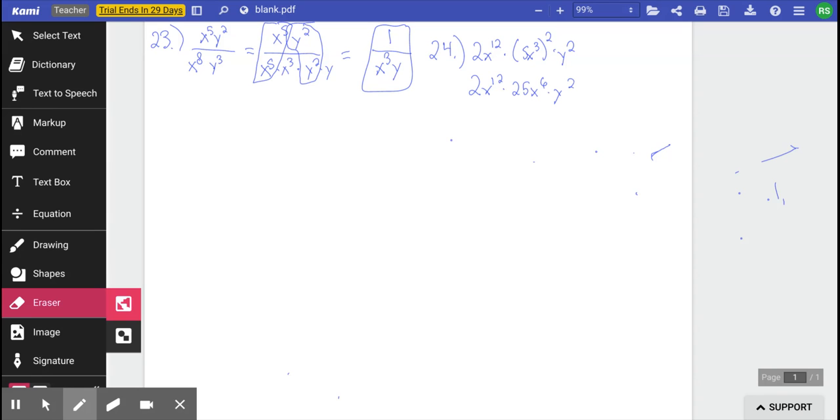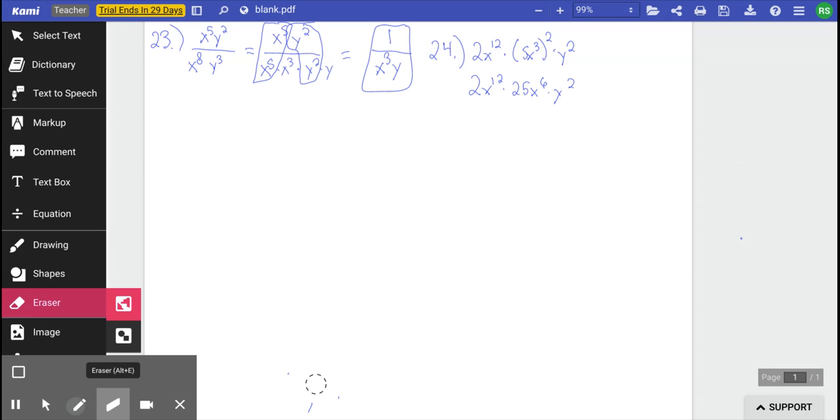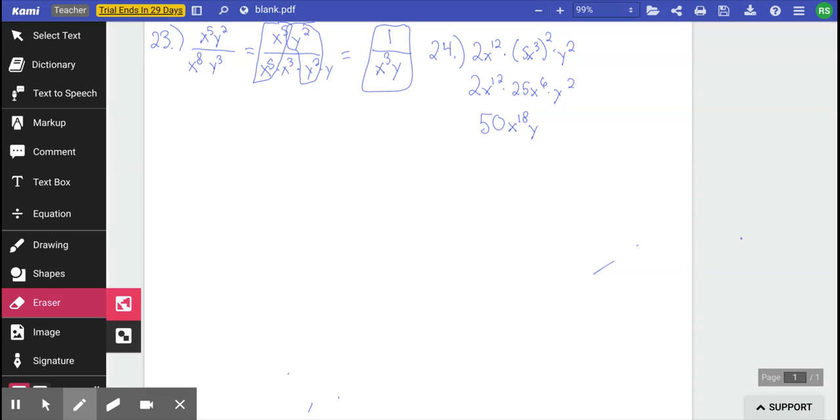Now we're just going to condense what we can here in terms of multiplication. We can multiply together the 2 and the 25 to get us 50. Like I said, 50. X to the 12th times x to the 6th is x to the 18th. And the y squared has nothing else to combine with, so we're left with 50 x to the 18th y squared.